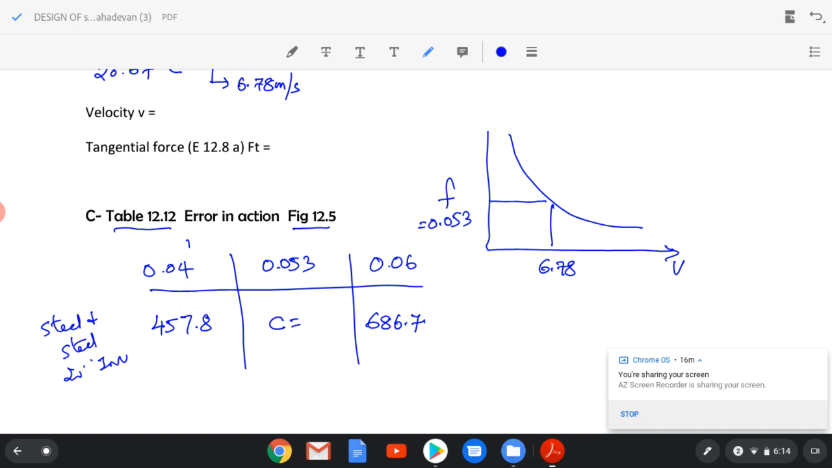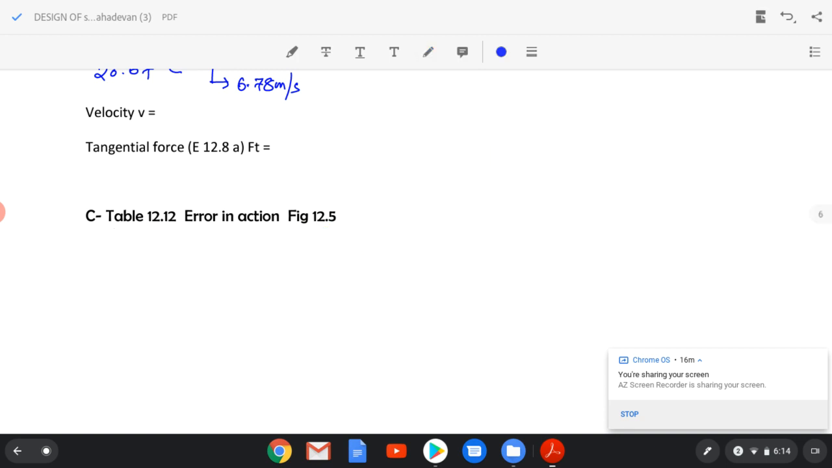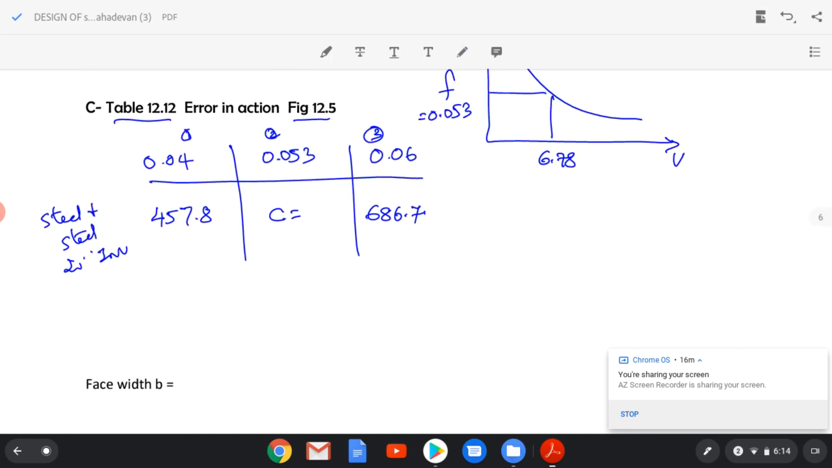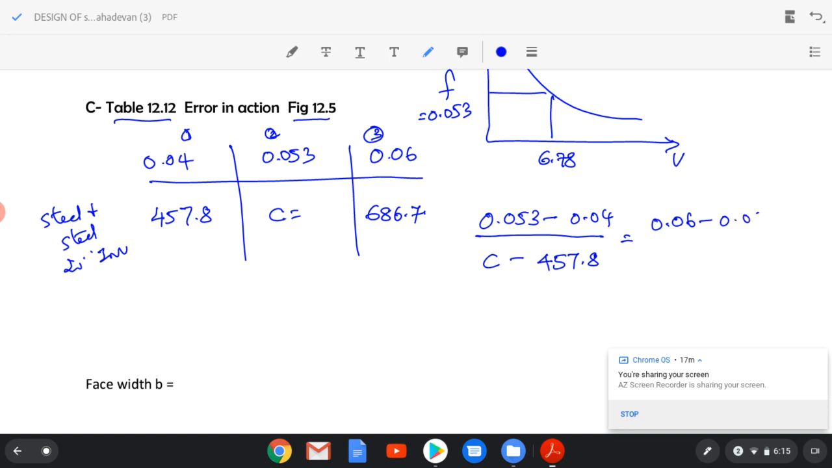So we put it as 1, 2 and 3. 2 minus 1 by 3 minus 1. Do it in both these rows. We'll see how we do that. 2 minus 1: 0.053 minus 0.04, it is second column minus first column, divided by the same in the second row also. C minus 457.8 equal to 3 minus 1, 0.06 minus 0.04, divided by 686.7 minus 457.8. We will get C equal to 606.5 kilonewton per meter.